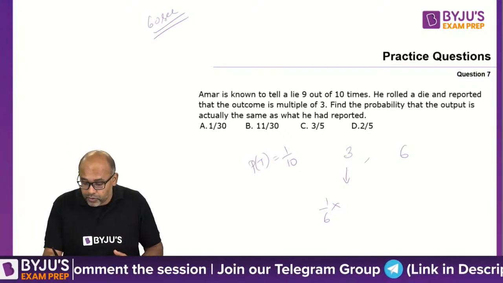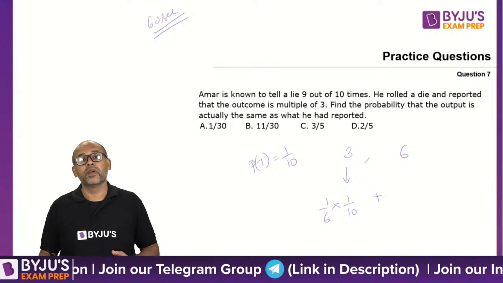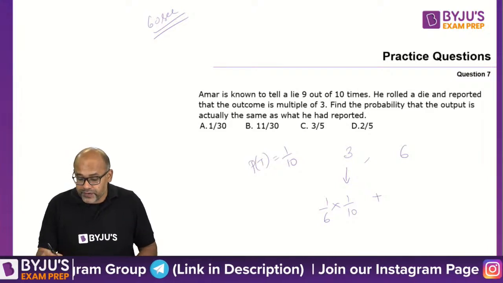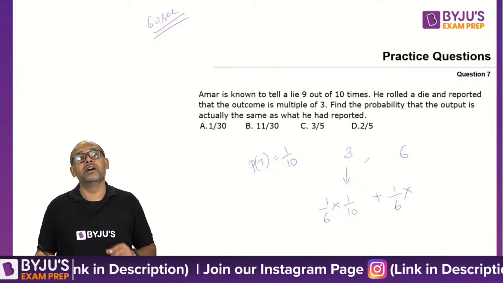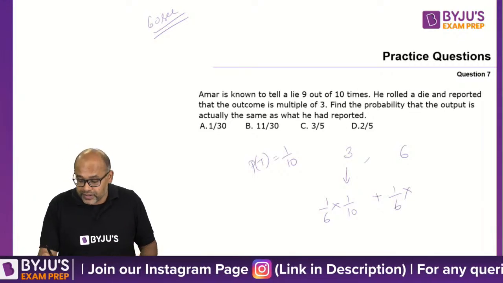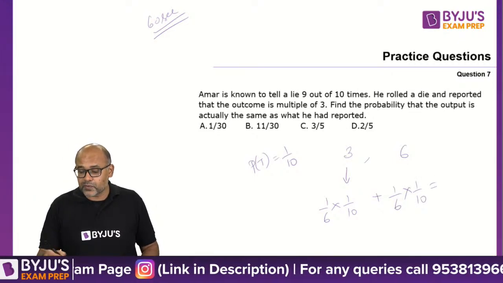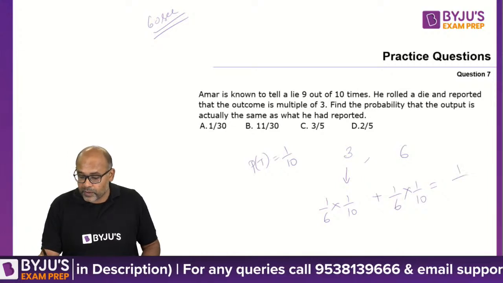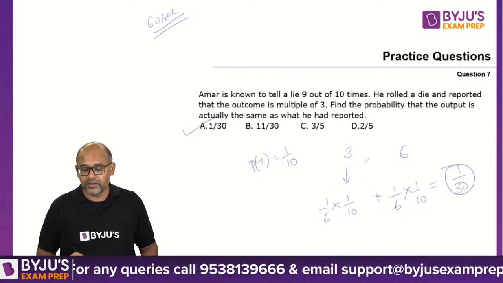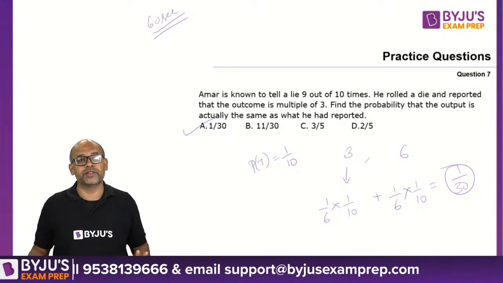What is the probability of saying a truth? 1 by 10, or 6 can come. What is the probability of 6? It is 1 by 6. And when 6 came, he is saying the truth. It is 1/10. So the answer is 1 by 60 plus 1 by 60, which is 1 by 30. Answer option A. A simple probability question.